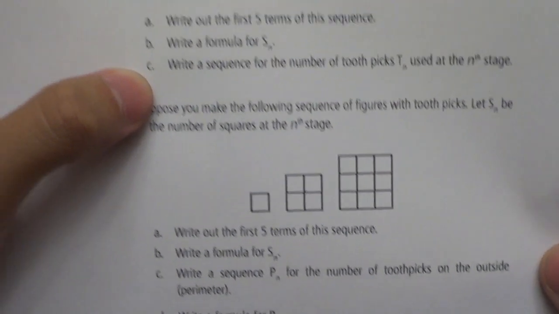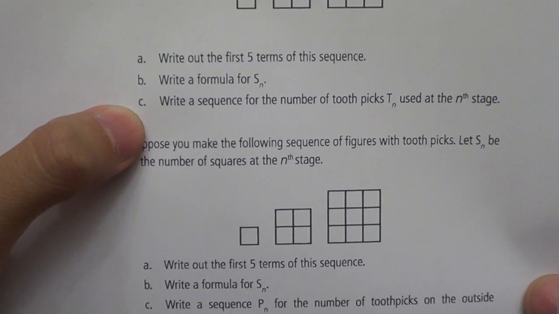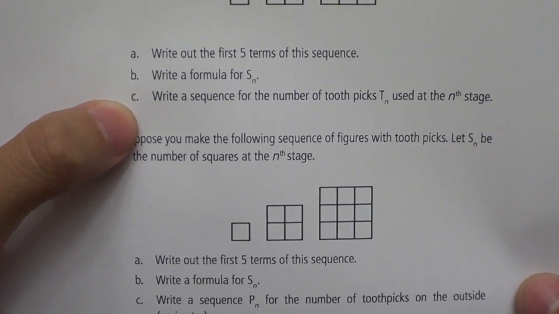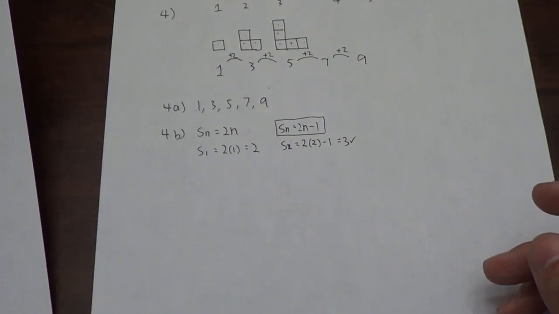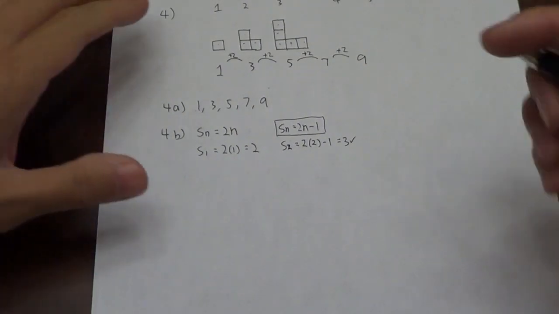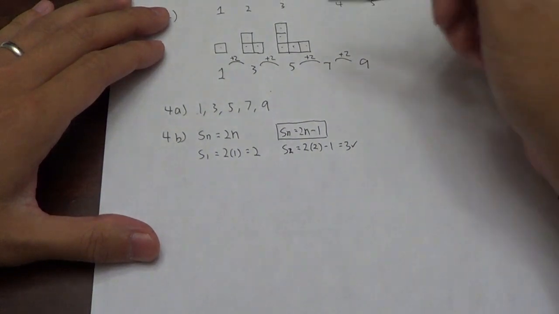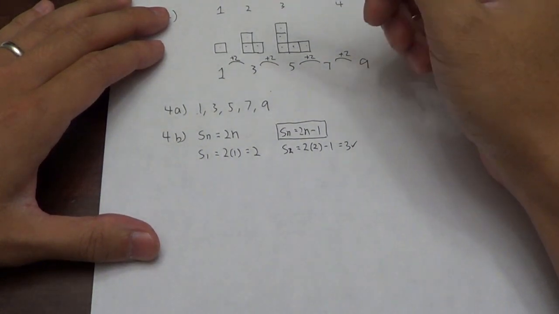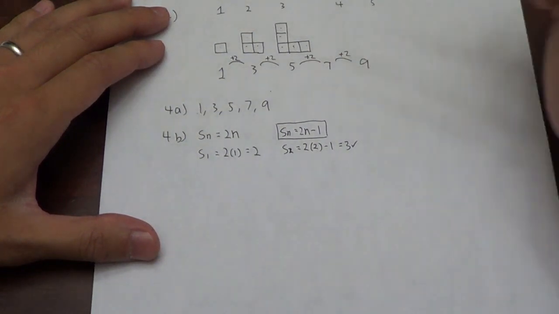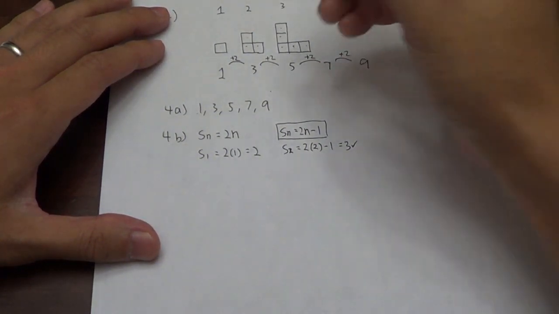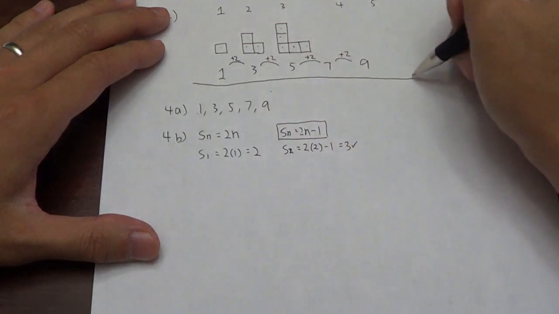For C, write a sequence for the number of toothpicks used at the end stage. Hopefully you left some room here. Now we need to count the number of toothpicks making up the square figure. So maybe I'll draw a line just to separate it.